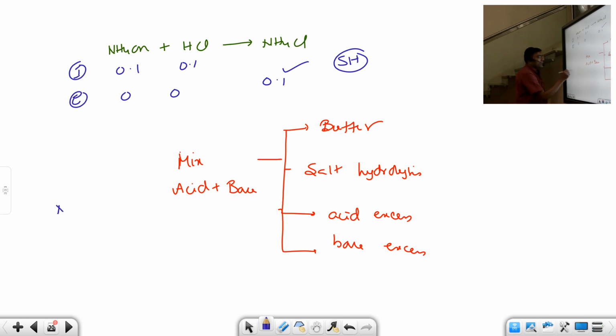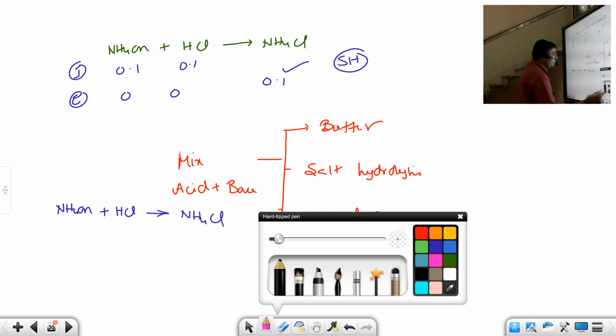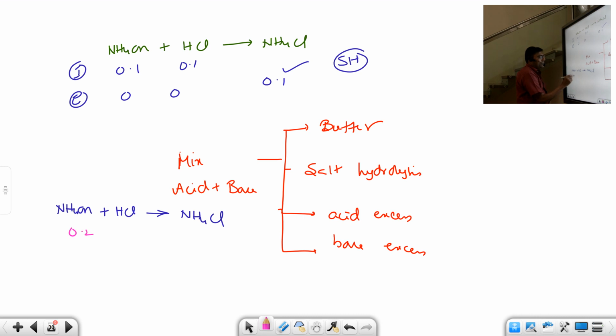Case 2. Let us take ammonium hydroxide and HCl gives rise to NH4Cl. This time I am taking this as 0.2, this as 0.1 initially. Now equilibrium will be, this is 0.1, this is 0, this is 0.1. So it forms a buffer. NH4OH and NH4Cl forms what? A buffer. I hope you understood.